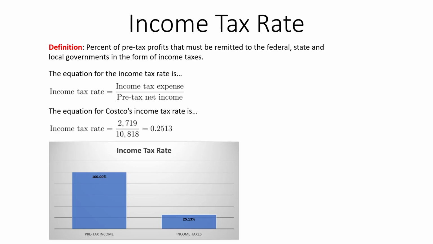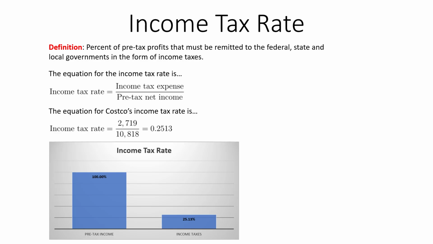What we do is we take the income tax expense from the income statement, and we divide that by pre-tax net income, also from the income statement. And if you go to the financial statements from Costco, you can see where these numbers come from. So the calculation is income tax expense was 2719. Remember, that's dollars in millions. And then we divide that by pre-tax net income of 10,818. So our tax rate, our federal, state, and local tax rate is approximately 25%.